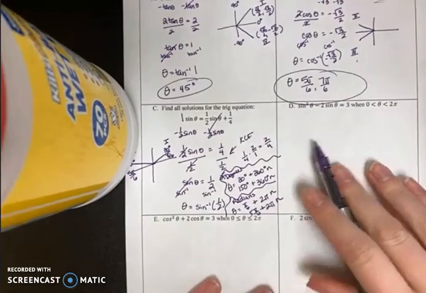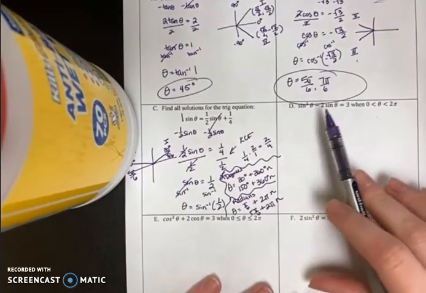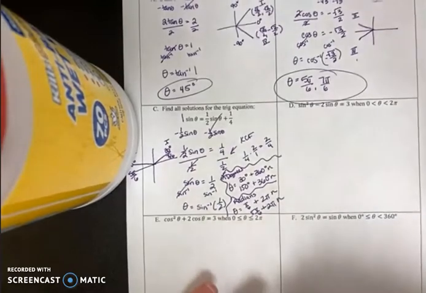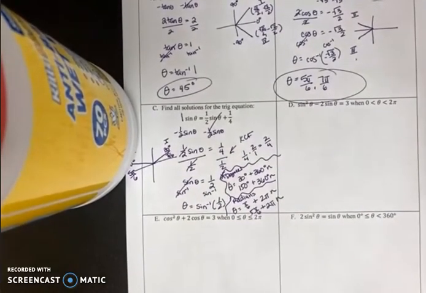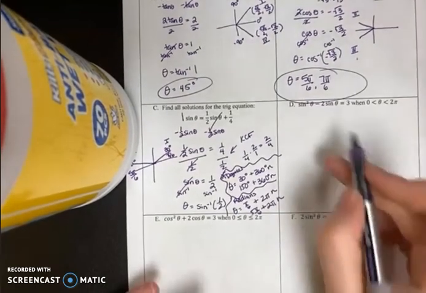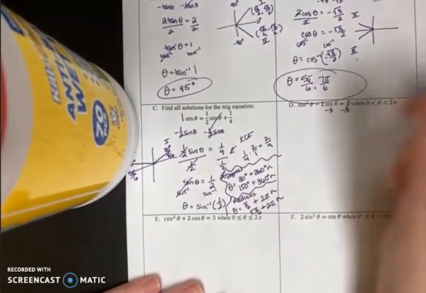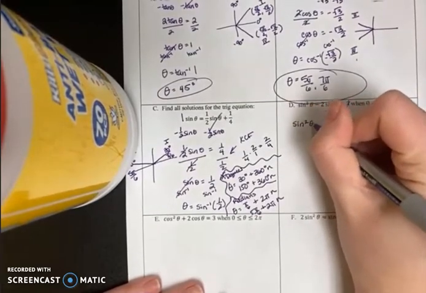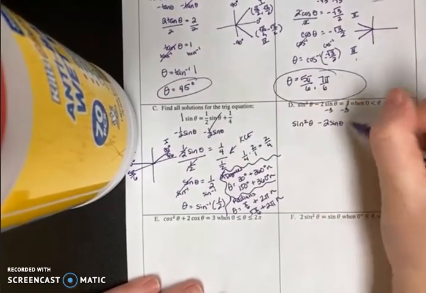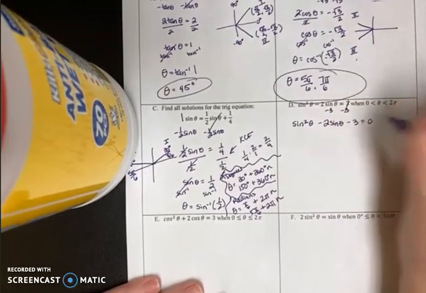Part D. We have sine squared theta minus 2 sine theta equals 3. So whenever you see something squared, just imagine this as x squared minus 2x equals 3. I told you before, when we have a quadratic function, try to set it equal to 0 first. So I'm going to try to get this set equal to 0. In order to do that, I'd subtract 3 from each side. So that gives me sine squared theta minus 2 sine theta minus 3 equals 0.